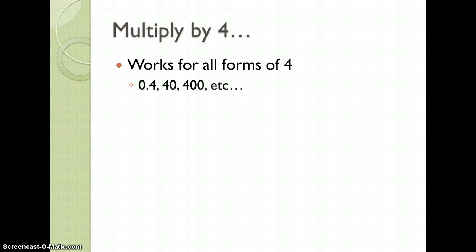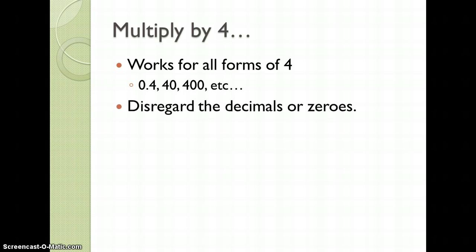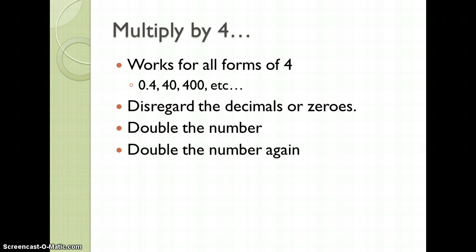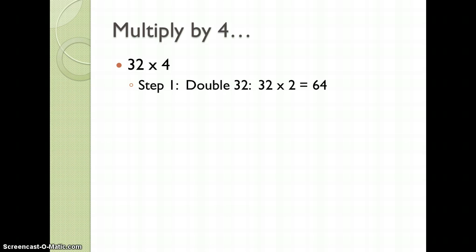Now, to multiply by 4 works for all forms of 4. So if we have 0.4, 40, 400, 4,000, etc., this trick will work for all of those. Again, disregarding any decimal points and zeros for step 1. Double the number, then double the number again. Apply the test of reasonableness. So if we have 32 times 4, we're going to double 32, 64. Double 64, 128. And we're done.